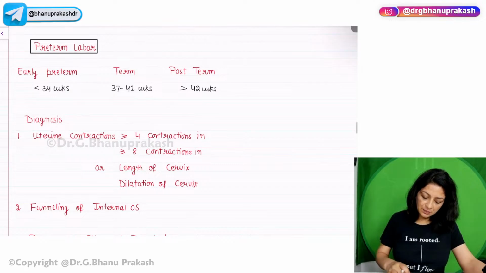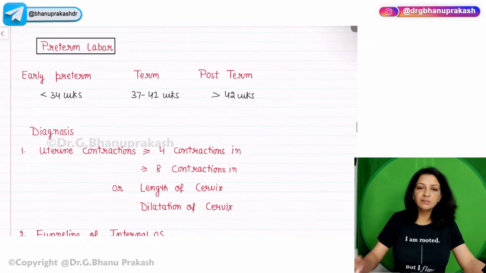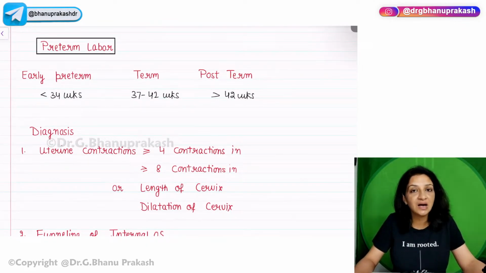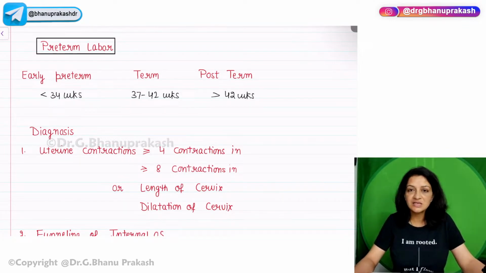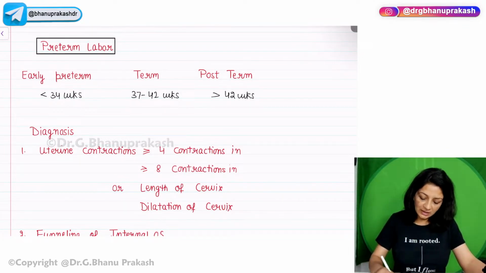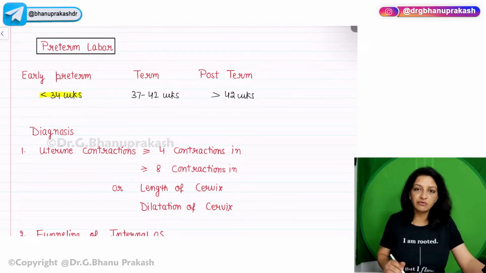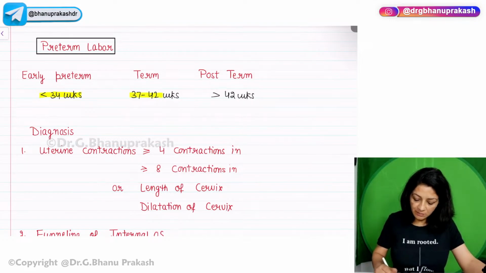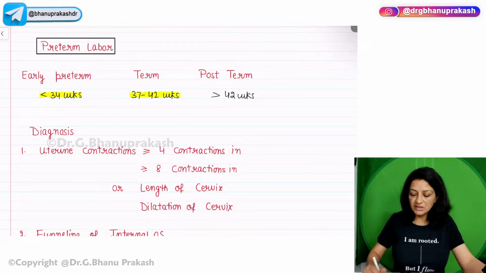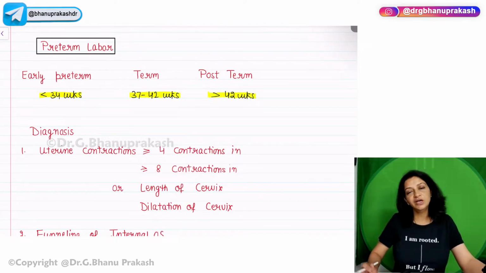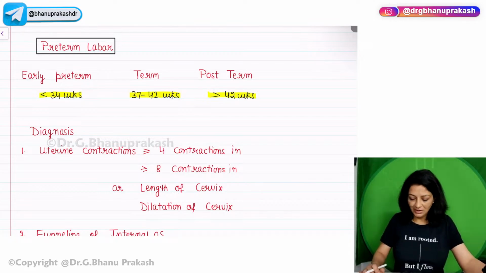So next topic is preterm labor. Preterm labor means if the labor starts before 37 weeks of pregnancy. That is called preterm labor. Early preterm means if the labor starts before 34 weeks. Term means 37 to 42 weeks and postterm means more than 42 weeks.